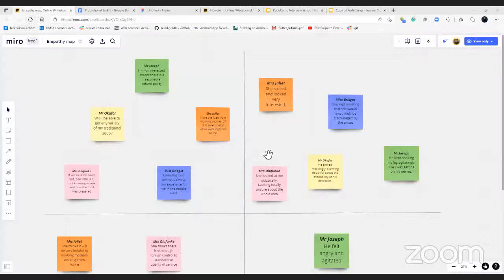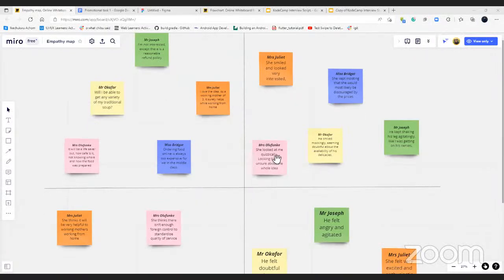Okay, so this is someone's empathy map. A particular color represents a particular participant. Based on what I'm seeing, this color represents Mr. Joseph, this one represents Mr. Carfor, this one represents Mrs. Juliet, this one represents Miss Bridget, and this represents Mrs. Olufunke. Hope I pronounced that well. So that's fine. So what do you have?